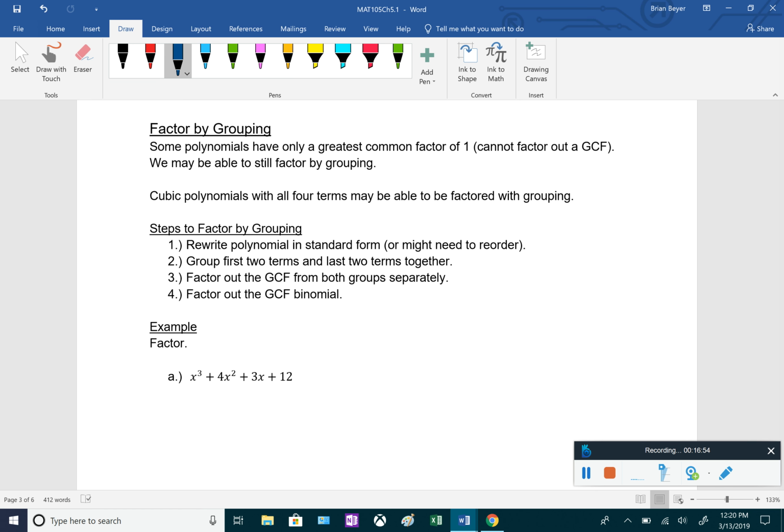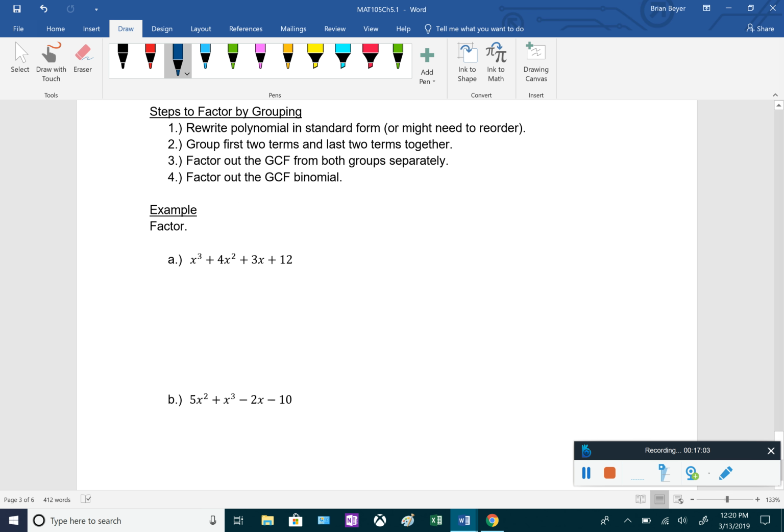is cubic polynomials, degree 3 polynomials with all 4 terms. That's a hint that maybe we can try grouping. So here are the steps for grouping. We rewrite the polynomial in standard form, so we may need to reorder it, meaning decreasing order of the exponents. We group the first two terms together, and then group the last two terms together. We factor out the GCF from both of those groups separately, and then factor out a GCF binomial, just like we did in the previous two examples.